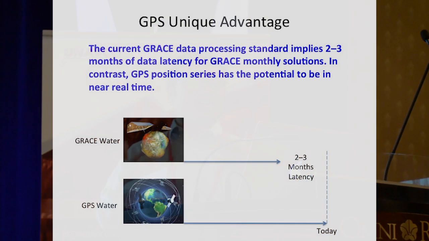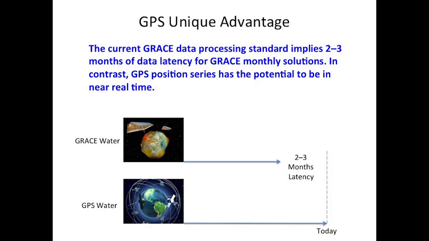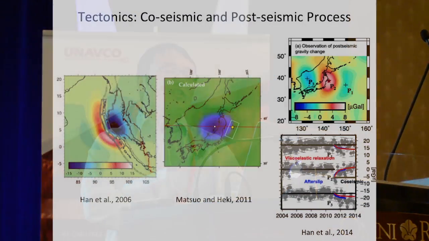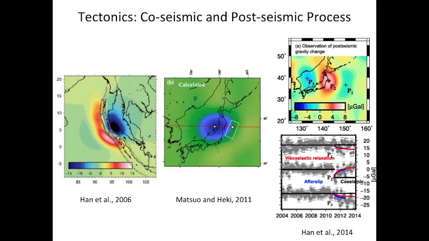Another problem of GRACE is that, based on the current GRACE data processing strategy, there are 2 or 3 months of data latency. But GPS can potentially be in real time, and we can provide water information in real time. For tectonics, we know that for earthquakes with magnitude larger than 8.5, the co-seismic gravity signal is so large that it can be captured by GRACE.